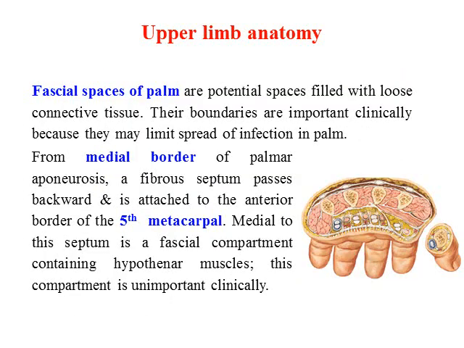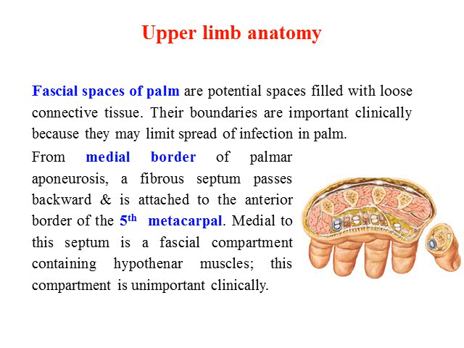Fascial palmar spaces. These are potential spaces filled with loose connective tissue. Their boundaries are important clinically as they may limit the spread of infection in the palm of the hand. From the medial border of the palmar aponeurosis, a fibrous septum passes deeply backward to be attached to the anterior border of the fifth metacarpal bone.